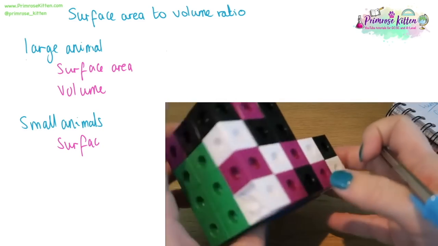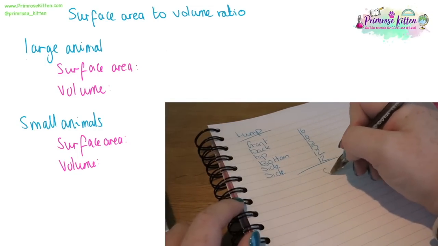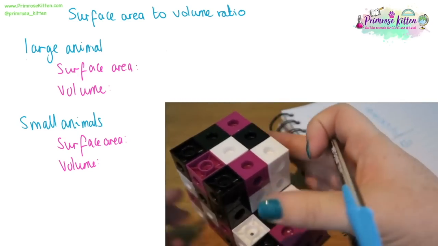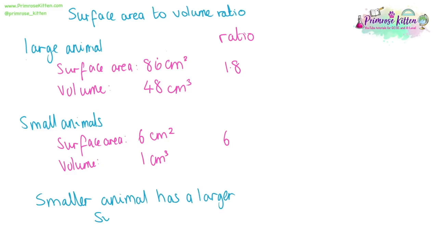Here we can use cubes as an example. We're going to look at a large animal and a small animal. This large animal has a surface area of 86 centimetres squared and a volume of 48 centimetres cubed. Dividing this gives us a surface area to volume ratio of 1.8. A small animal, represented by 1 cube, will have a surface area of 6 centimetres squared and a volume of 1 centimetre cubed. So the surface area to volume ratio here is 6, which is much higher than 1.8. The smaller animal has a larger surface area to volume ratio.